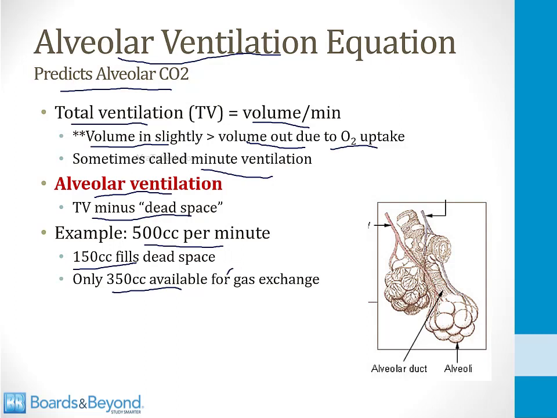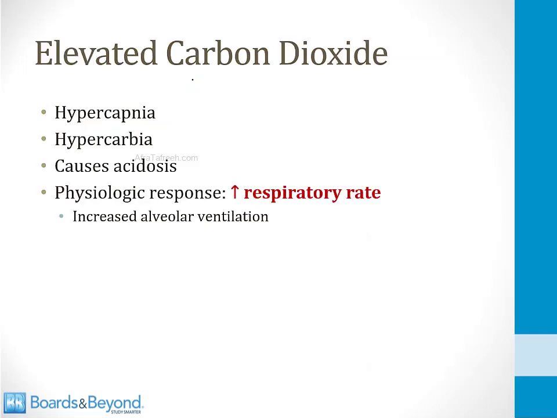That's the ventilation that's available for gas exchange, and that's the ventilation we're going to need to use to predict the alveolar CO2. Now I'll show you the alveolar ventilation equation in a second, but before I do, I want to make a brief side point about elevated carbon dioxide in the blood. This is referred to as hypercapnia or hypercarbia. Both terms mean the same thing.